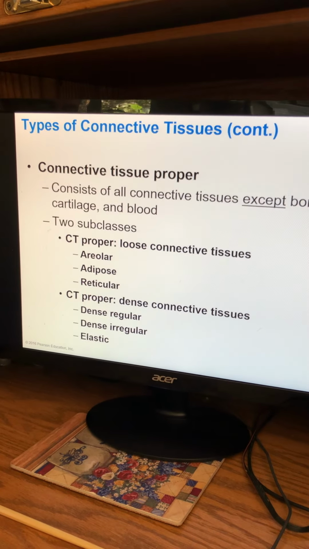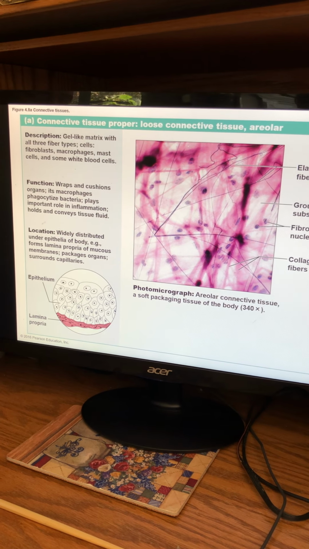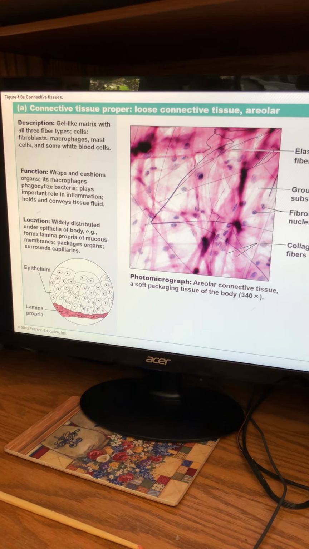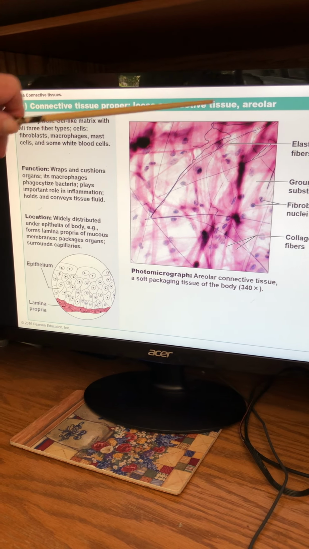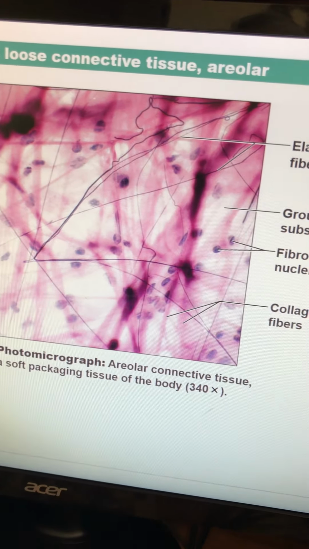So the connective tissue proper, like I said before, I'm going to go right off of these charts in this particular textbook. This is what they look like. It truly looks like someone took a magic marker and scribbled all over the board.